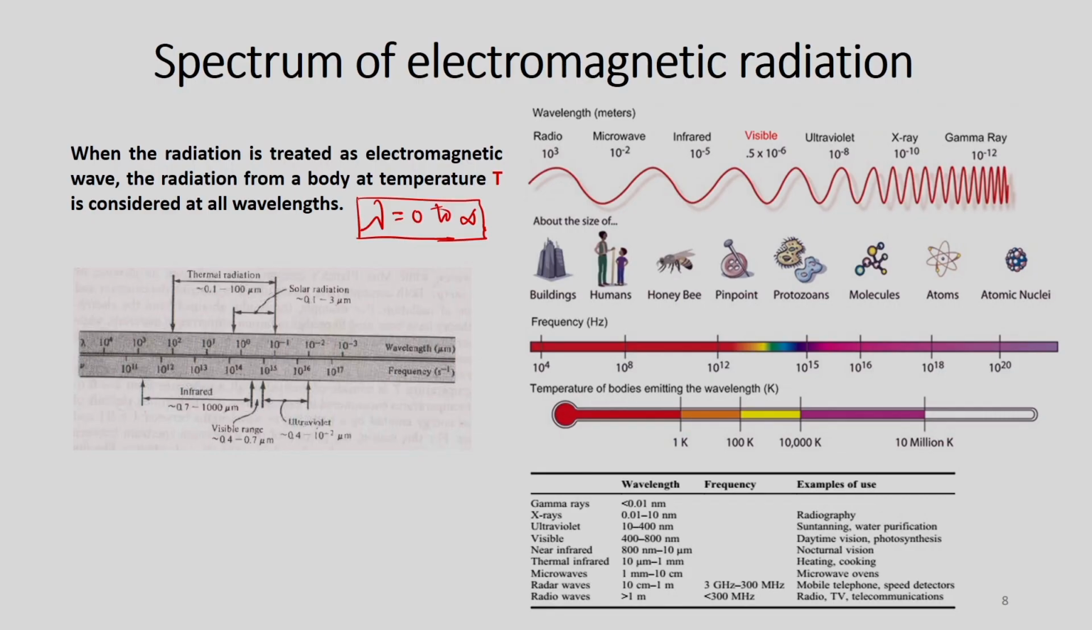Now, our concern is, if we consider this wavelength spectrum, here what we can see, from 0.1 to 100 microns, this portion of the spectrum is known as the thermal radiation. So, in most of the engineering applications, this thermal radiation is applied, and also solar radiation falls under this thermal radiation.